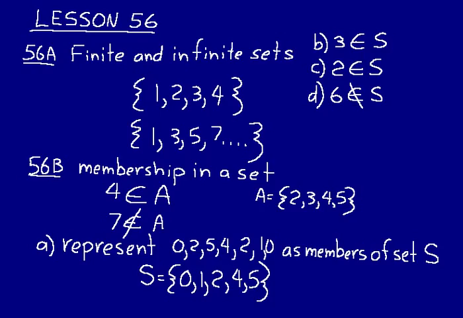Now look at practice problems B, C, and D. All I want you to do is tell me if those statements are true or false for that set S. So in B we have 3 is a member of set S. Well, that would be false because 3 is not in that set. So we'll just say F for false. C, 2 is a member of set S. Yes, that is true. So we'll say T for true there. And then D, 6 is not a member of set S. Well, that is true. 6 is not a member of set S. So we'd say T for true on that one.